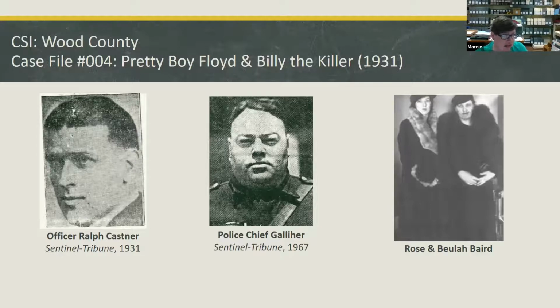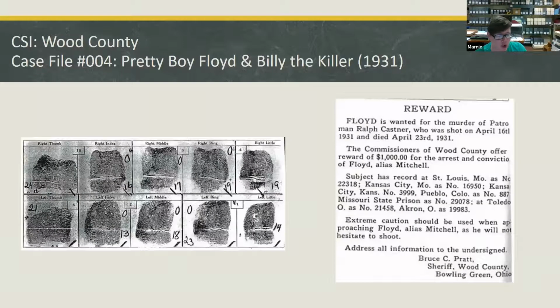So after the case, the Baird sisters are returned to Kentucky, where they are held as accomplices to bank robberies down there. They do put out a reward for Pretty Boy Floyd, though that's actually his fingerprint carved by the FBI. And that's the reward that was issued by Sheriff Bruce Pratt for Wood County. So they do put out a reward.